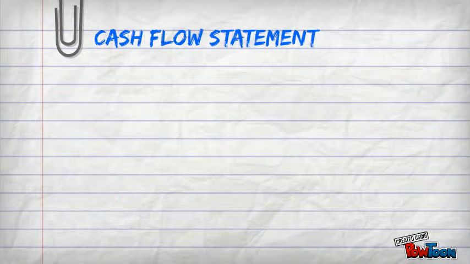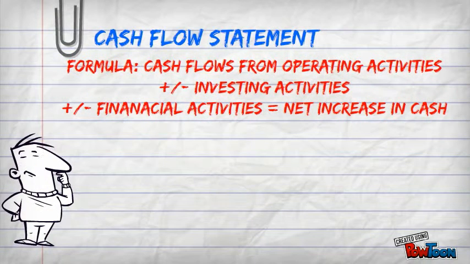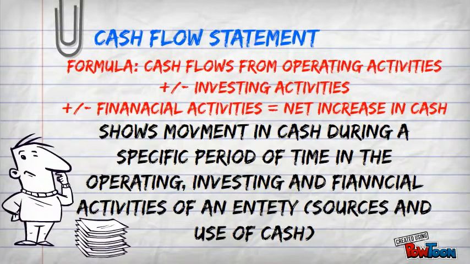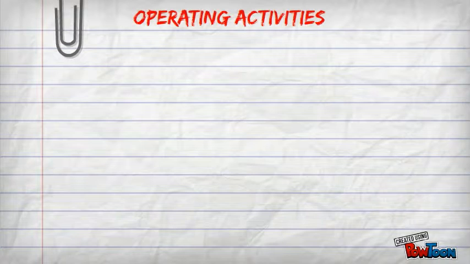The last statement is the statement of cash flow, the formula for which is cash flow from operating activities plus or minus investing activities plus or minus financing activities equals net increase in cash. Basically, it shows the movement of cash during a specific period of time in the operating, investing and financing activities of an entity. Well, sources and uses of cash, basically.